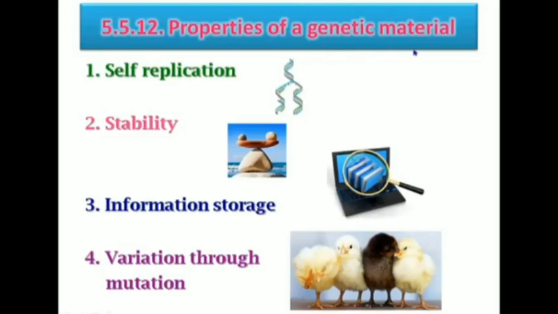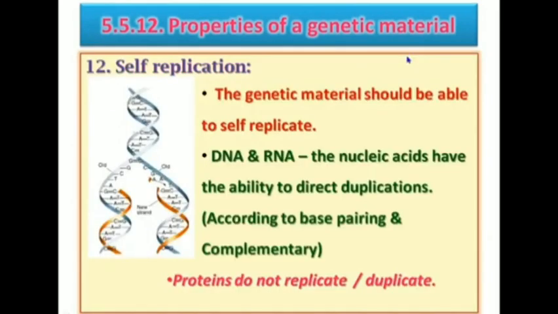The properties of genetic material include self-replication. Second is stability. Third is information storage. And fourth is variation through mutation. So we will discuss the properties of genetic material one by one. First is self-replication. The genetic material should be able to self-replicate.